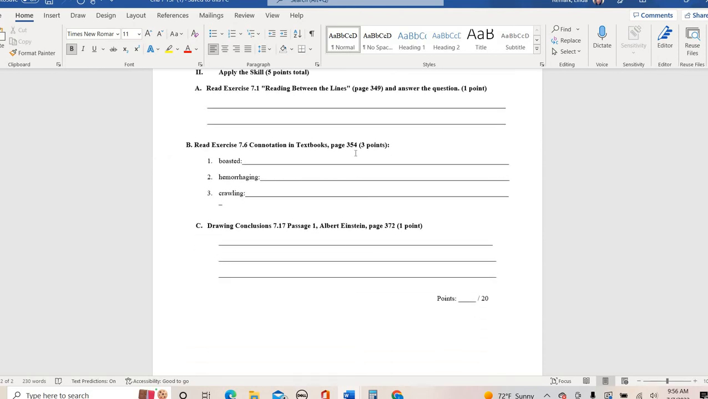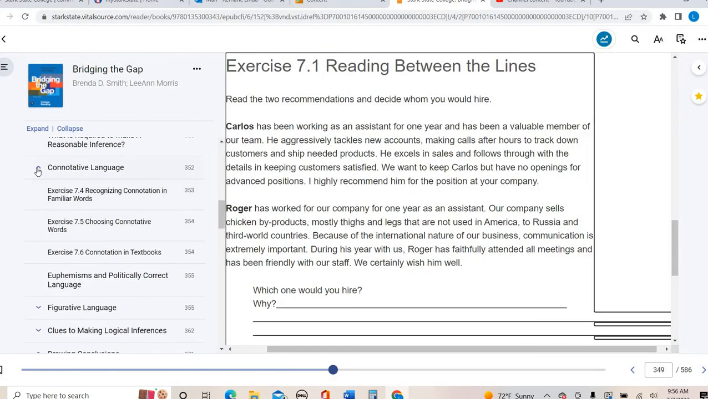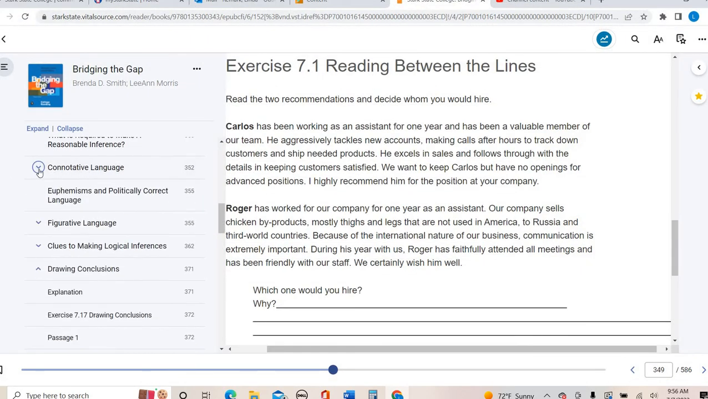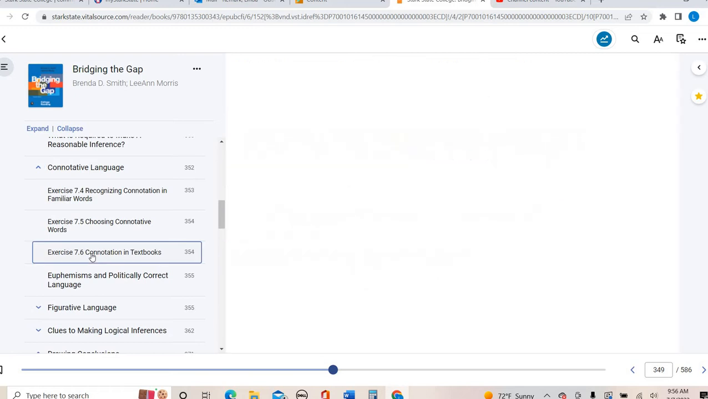Part B, exercise 7.6 on page 354. So we're going to go down here. If we were not pulled down, we would go to connotative language here. We would scroll down. Exercise 7.6 right here, connotation in textbooks.